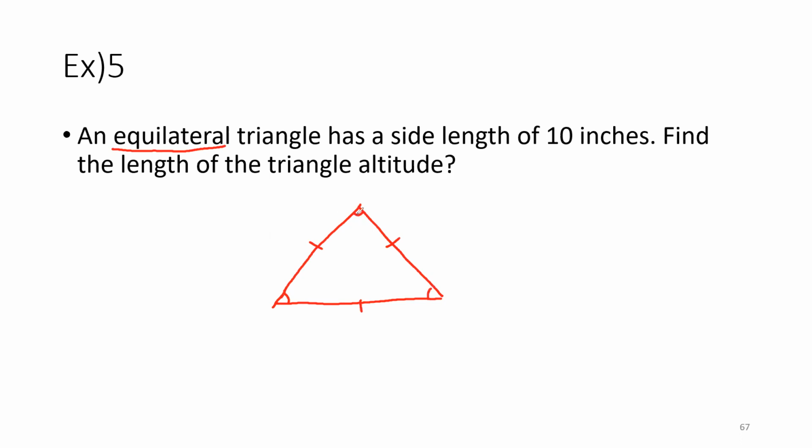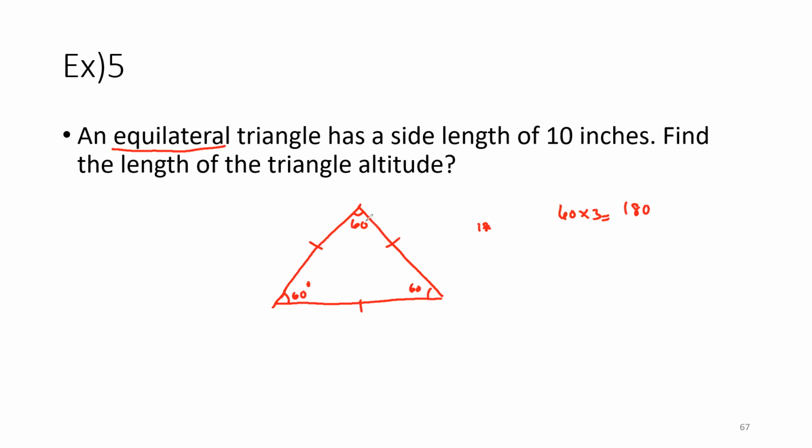So what do you think each angle of this equilateral triangle should be? It should be 60, right? Because 60 times 3 is 180. 60 times 3, because they have to be all the same, and it can't go over 180. So 60 times 3 is 180.